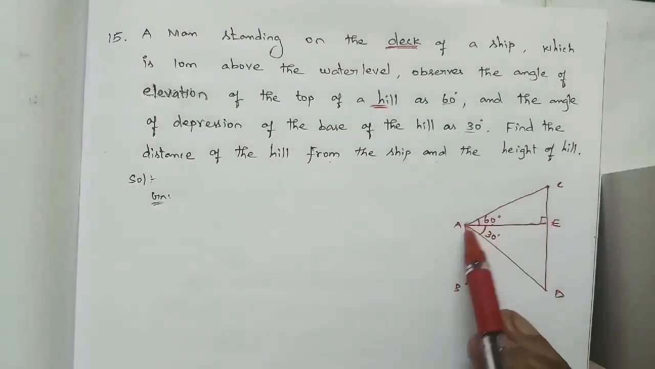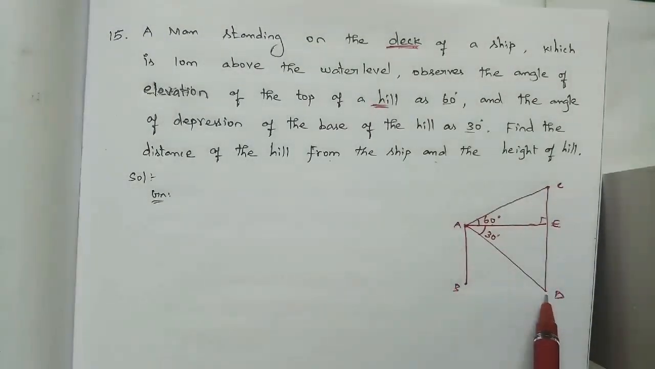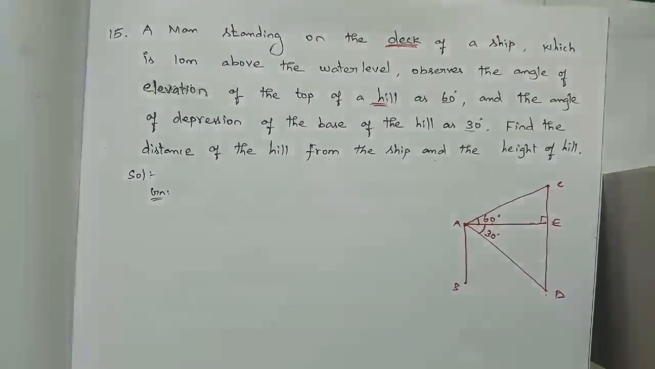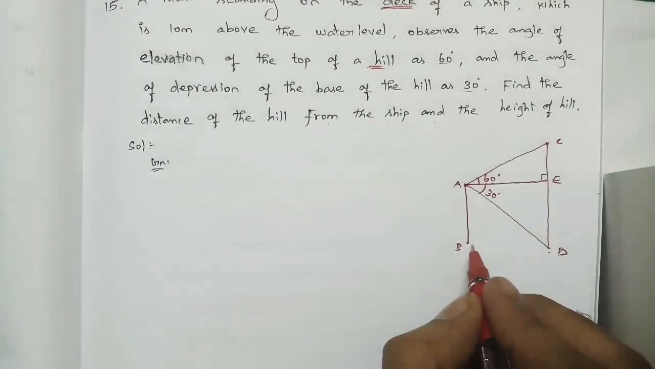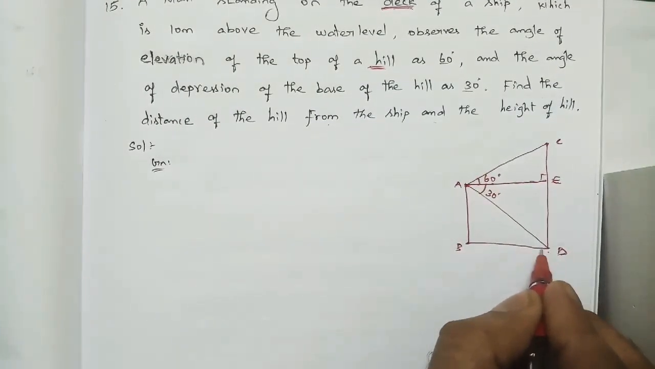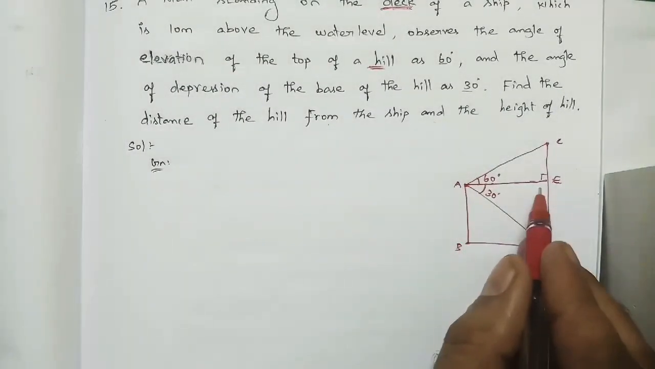AEC is nothing but one right angle triangle. The next triangle is AED, which is also a right angle triangle. See what I am doing, I am just drawing a parallel line, right? So now ABD is another right angle triangle.